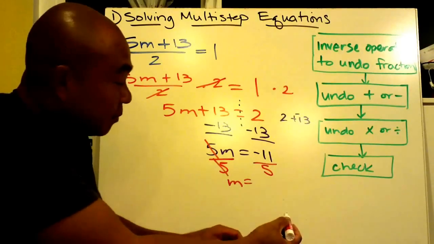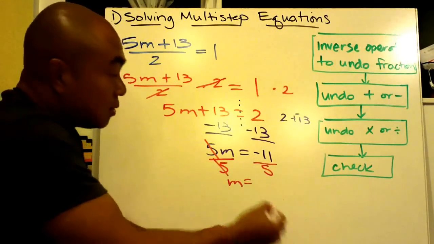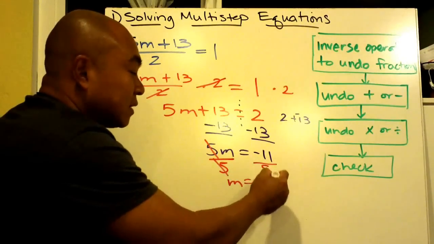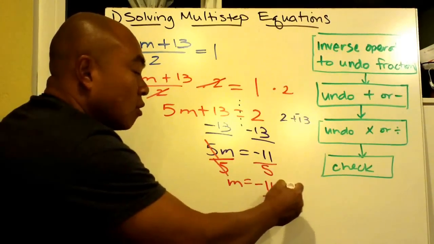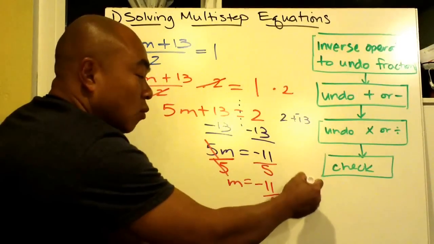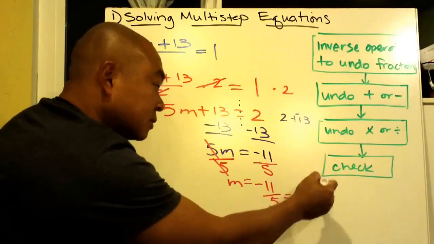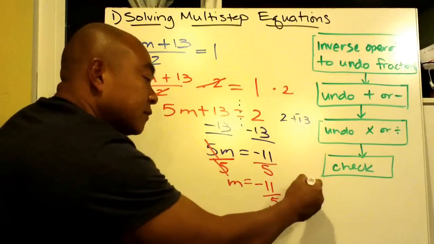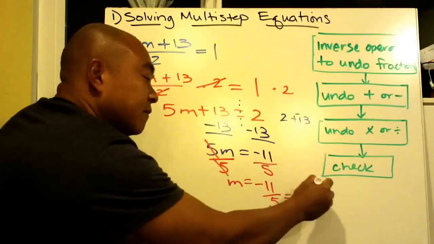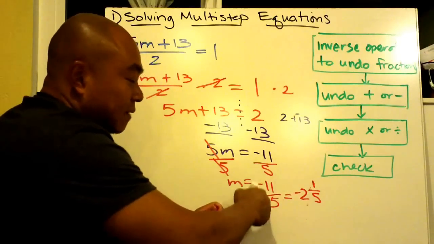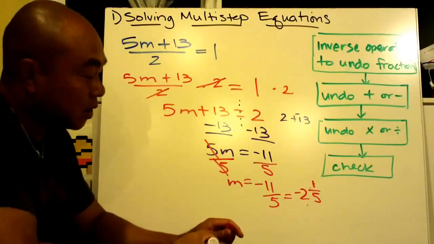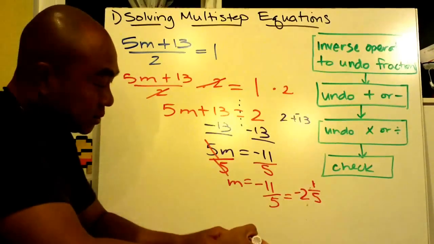I know it's not a whole number, but you can leave it as negative 11 over 5, or you can change it to negative 2 and 1/5, because you can take 5 and put that into 11 2 times. Either one is an acceptable answer at this point.